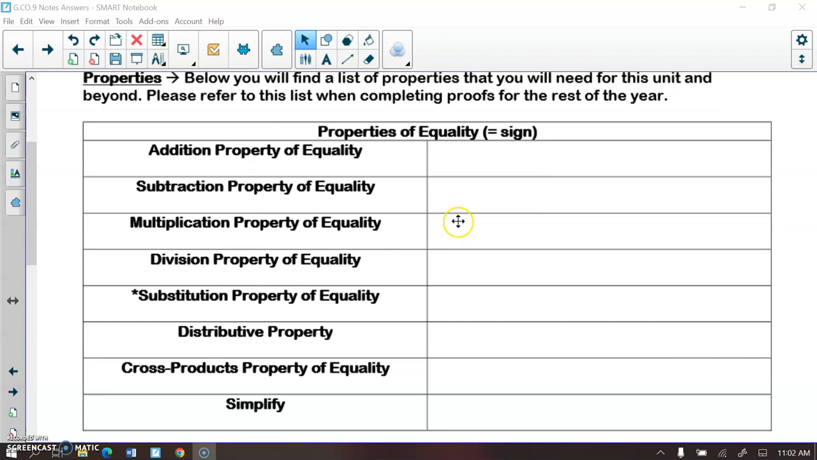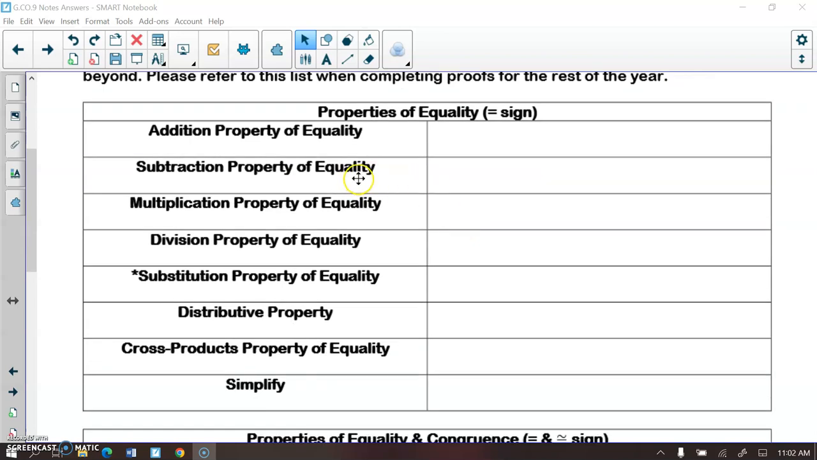But there are some things that we learned technically last year. Now, you didn't necessarily know that these were actual properties, but when we solved equations, we used the following properties to do so last year. We used the addition property of equality when we had something like this. And the addition property of equality was when we maybe added 3 to both sides.